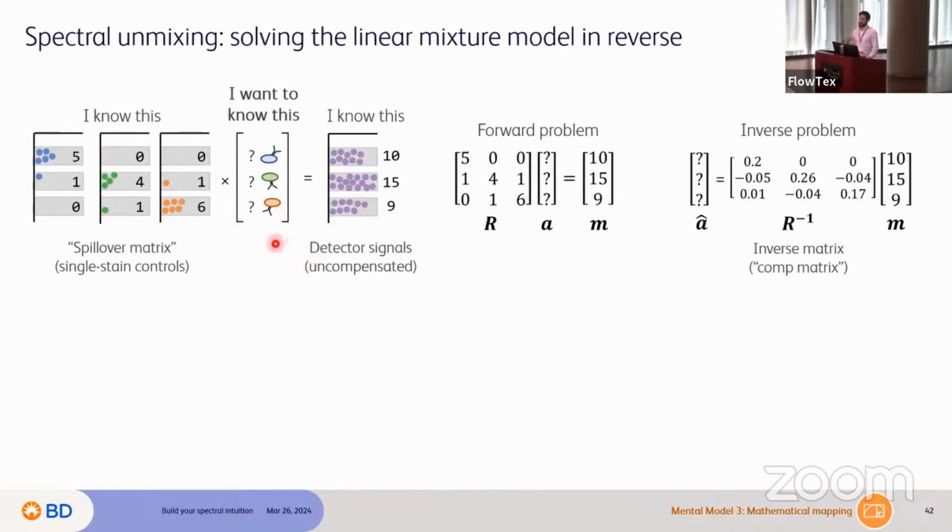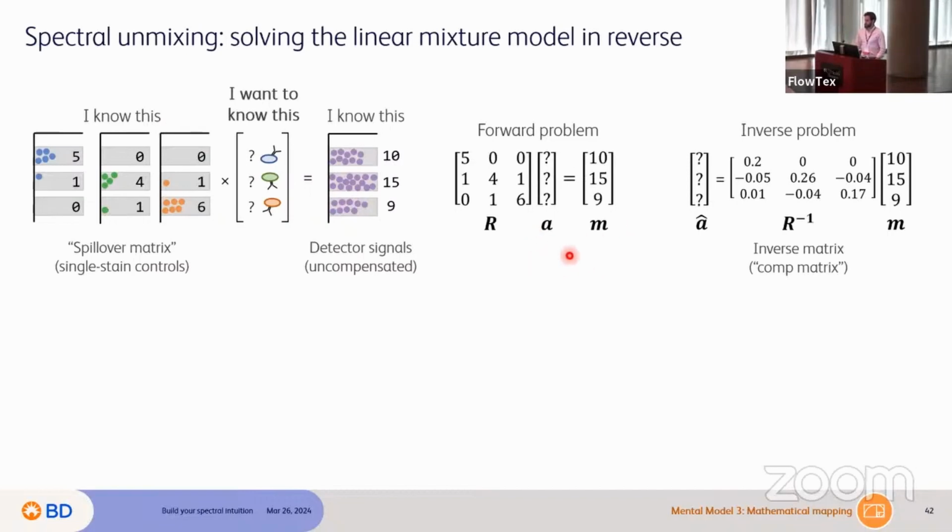But what I want to know is the underlying amount of each individual fluorochrome, because again, that's what ties back to the amount of each molecule on the cell that I care about. So I can describe this expression for the math as what's called the forward problem, right? It's describing where the signal came from.